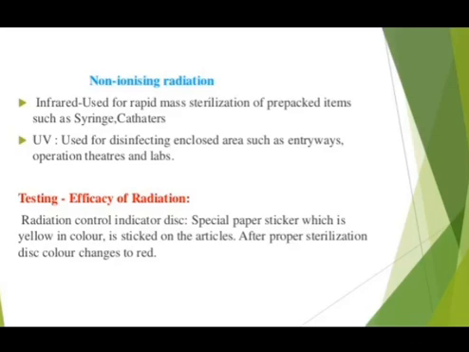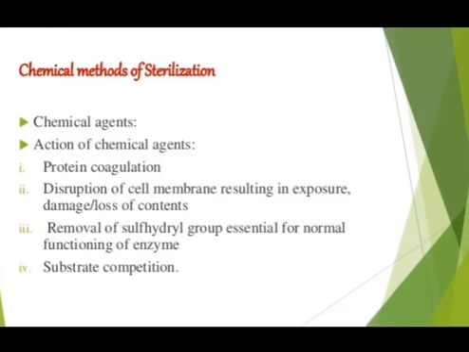Testing the efficiency of radiation. Radiation control indicator disc. We can use this instrument for the amount of radiation we are using and to check the quality of the radiation. A special paper sticker, which is yellow in color, is stuck on the article. After proper sterilization, this color changes to red.